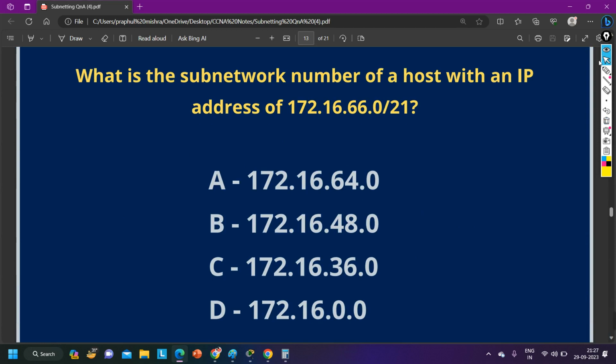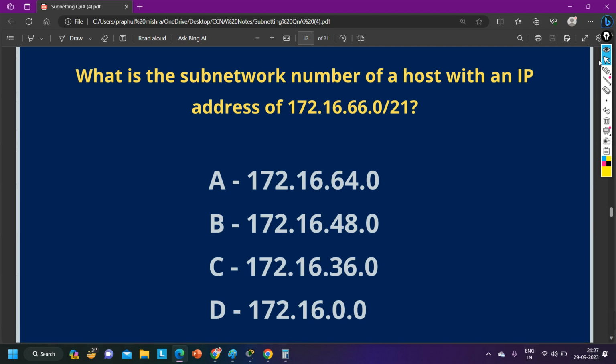What is the subnetwork number of a host with this IP address? Again, the question is the same. This is the IP address, or maybe it is a network ID, or it can be a valid IP address. You need to find the network ID. This is a valid IP address. You need to find the subnetwork number of the host. What is the answer, guys? The right answer of this question.